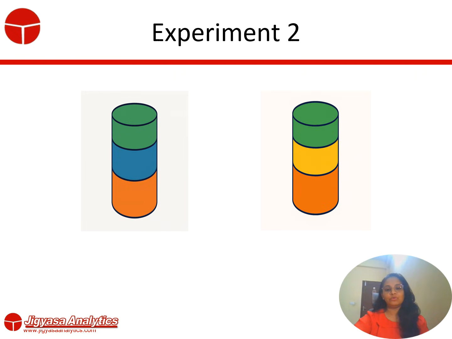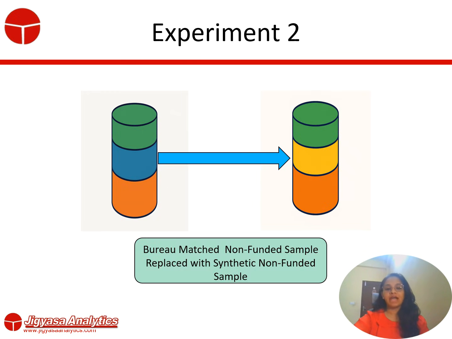In experiment 2, the non-funded bureau data was replaced with synthetic non-funded bureau data. Here, the model sample contained the actual funded population, the actual non-funded non-bureau data, and synthetically generated non-funded bureau data.